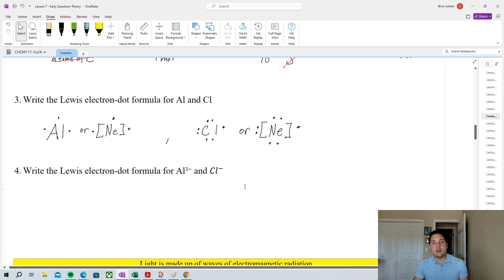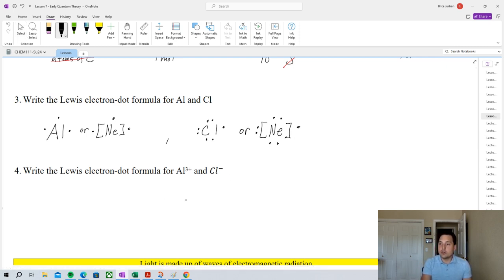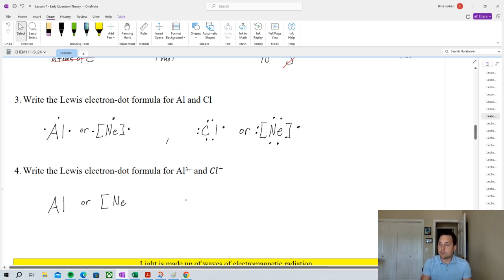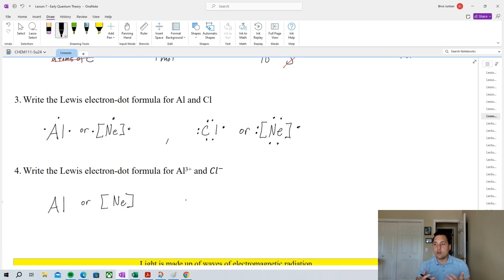We can also extend this to write out Lewis electron dot formulas for ions. Aluminum 3+ is going to have 3 fewer electrons than neutral aluminum. So if we remove these 3 dots, we'll end up getting just aluminum, or we could write neon. So when we remove 3 electrons from aluminum, it now has the same core notation as neon does.